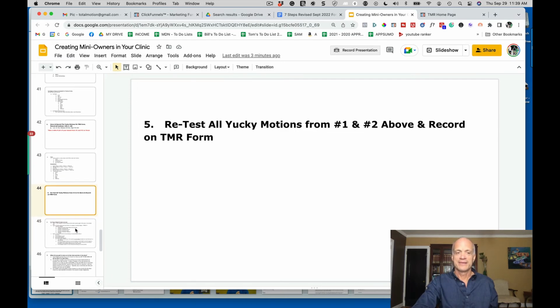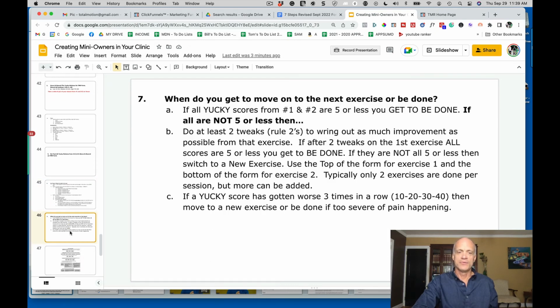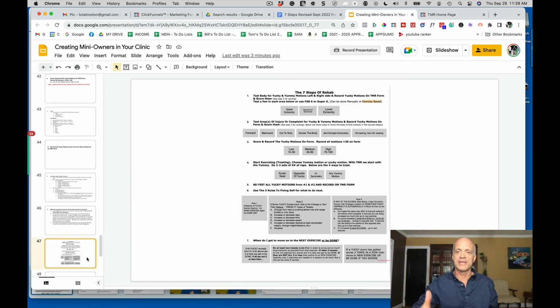And then, hey, what do we do if something gets worse or something is better? What do we do if it fatigues or there's little change? And what do we do if it's worse? We've got all those answers there. And then we've even got the answers of when do you get to move to another exercise? When do you get to be done? If you can do that and you can put on one form that not only your patient, your therapist can follow, no matter what technique they use, no matter what condition they're treating, and they can give that recipe to their patients.